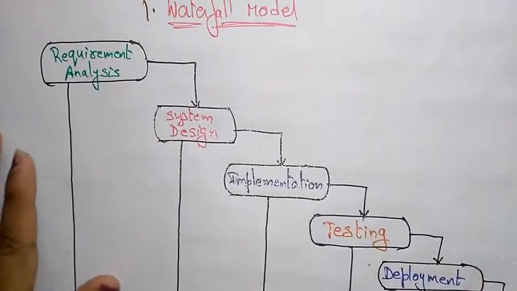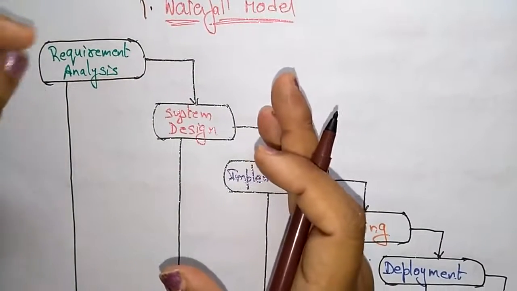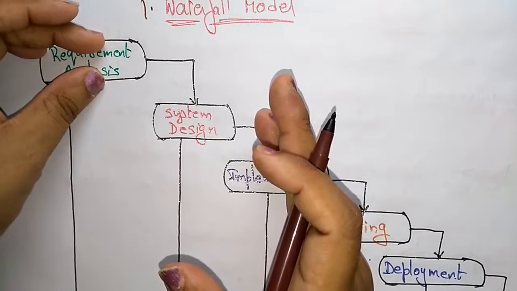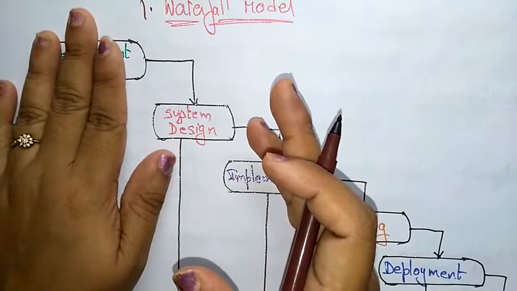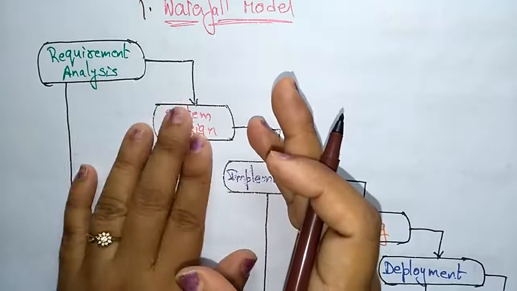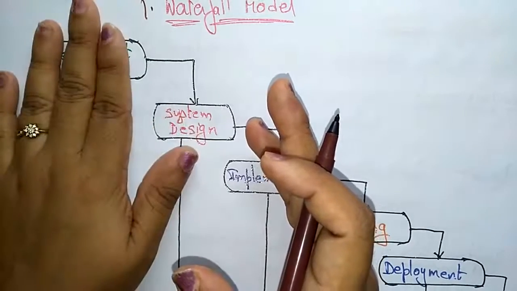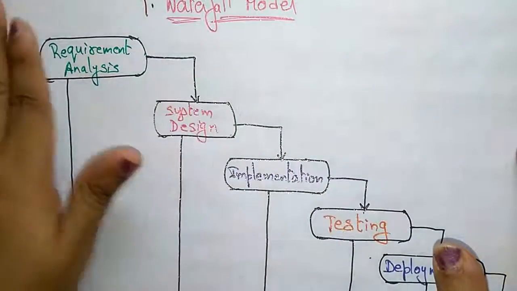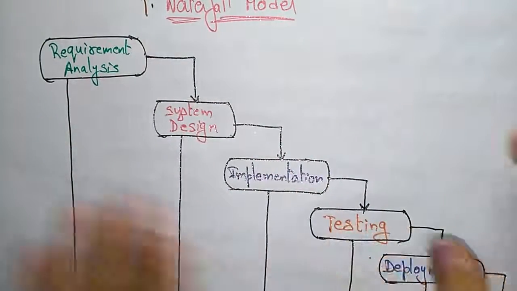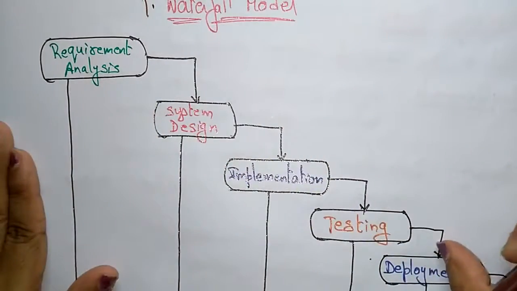One thing you have to remember is that only if one phase is completed do you go for the next phase. Without the completion of the previous phase, you are not supposed to go for the next phase. Once it is frozen, go for the next phase. Like that we have to follow. That's why we call it the waterfall model.